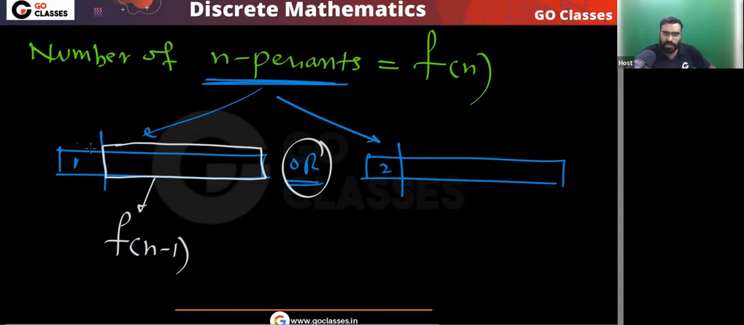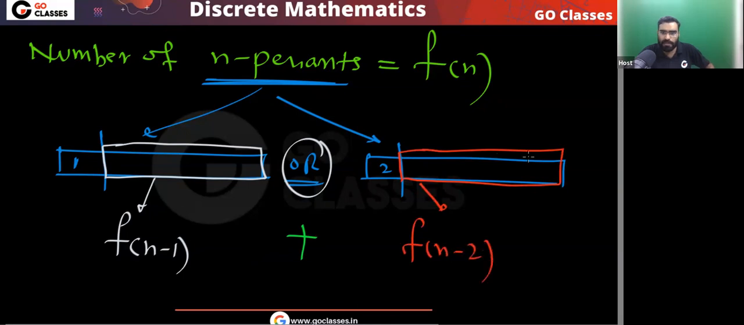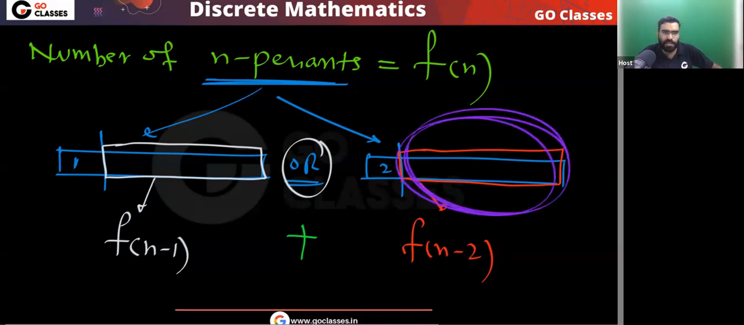When you start with 1, then you can count number of n minus 1 pennants, or there is another case. So plus, you can start with 2. If you start with 2, then what I want here, I want n minus 2 pennant, because if I'm starting with 2, then the summation I want is n minus 2. So number of n pennants is equal to, if I start with 2, then I can count number of n minus 2 pennants.